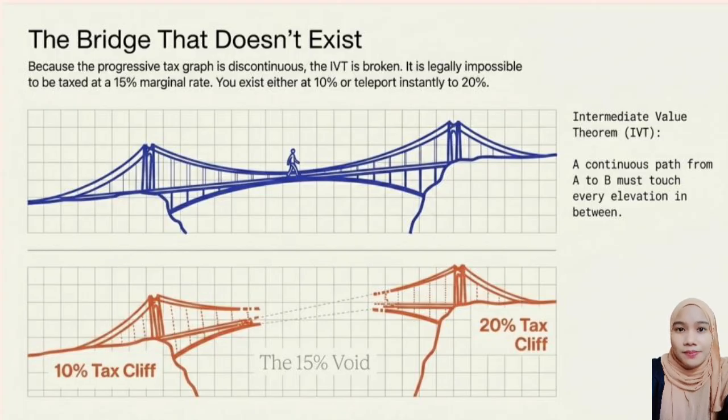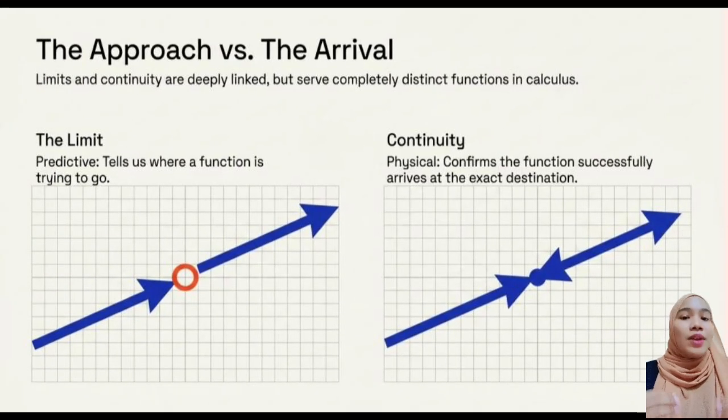be crossed smoothly. Now, I will explain the difference between the limit and continuity, also known as the approach versus the arrival. In calculus, limit and continuity are closely related but have different rules. A limit tells us where a function is approaching or trying to go, even if it never actually reaches that value. This is shown in the diagram where the line moves towards a point, but the point itself is not filled, meaning the value is not actually there.